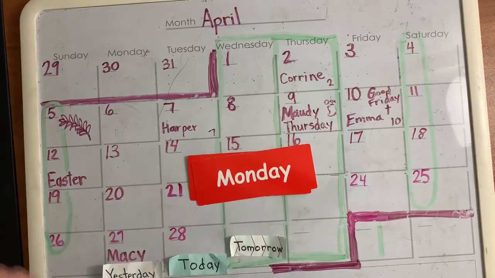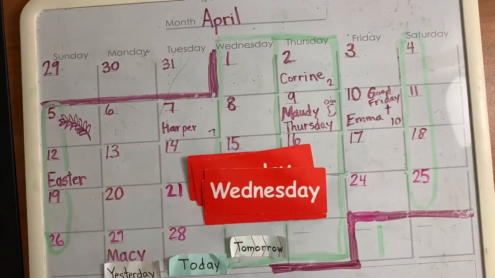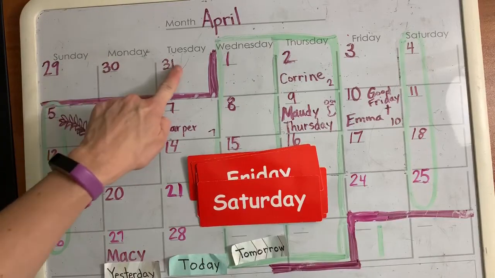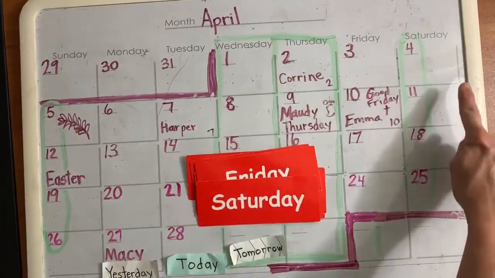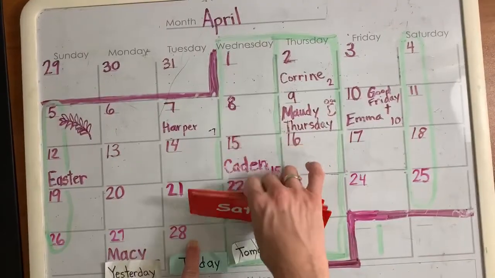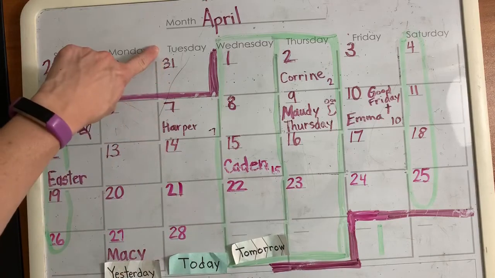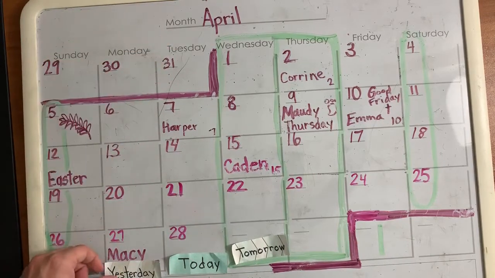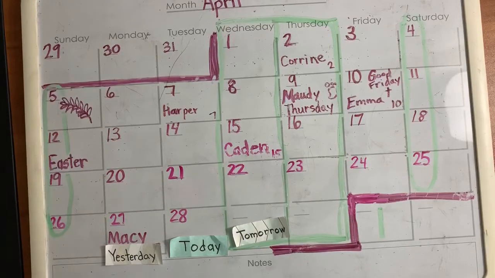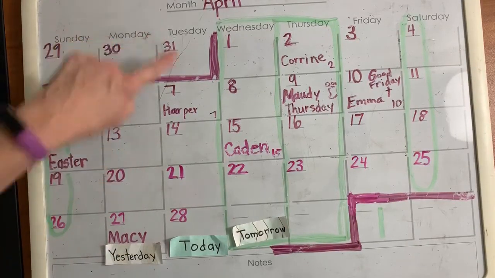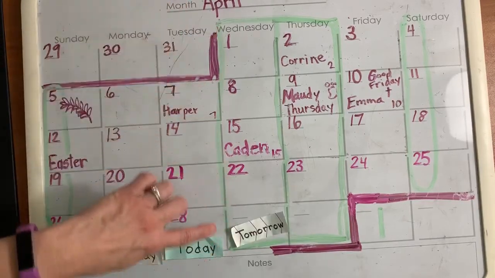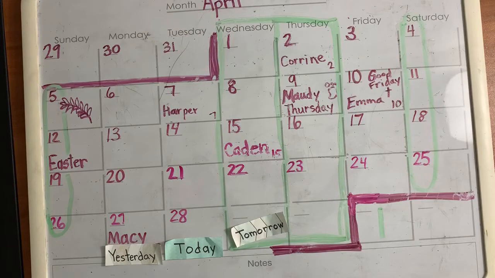Sunday, Monday, Tuesday, Wednesday, Thursday, Friday, Saturday, Sunday, Monday, Tuesday, Wednesday, Thursday, Friday, Saturday. What day is today? We'll follow our elevator all the way up. Ding! Today is Tuesday. A little hard to see down here. Yesterday was Monday. Today is Tuesday. Tomorrow will be Wednesday. The middle of the week.